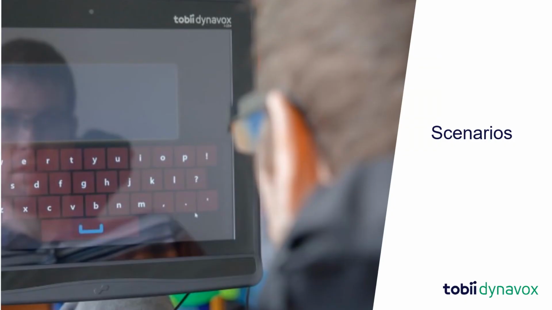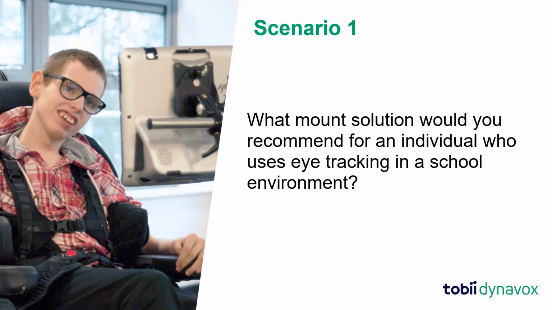Let's use the following scenarios to put our knowledge of device mounts, components, and considerations into practice. In each scenario, we will look at situational questions and try to determine what may be the best type of mount. Scenario 1. What mount solution would you recommend for an individual who uses eye tracking in a school environment? In this scenario, what questions do you think of right away?